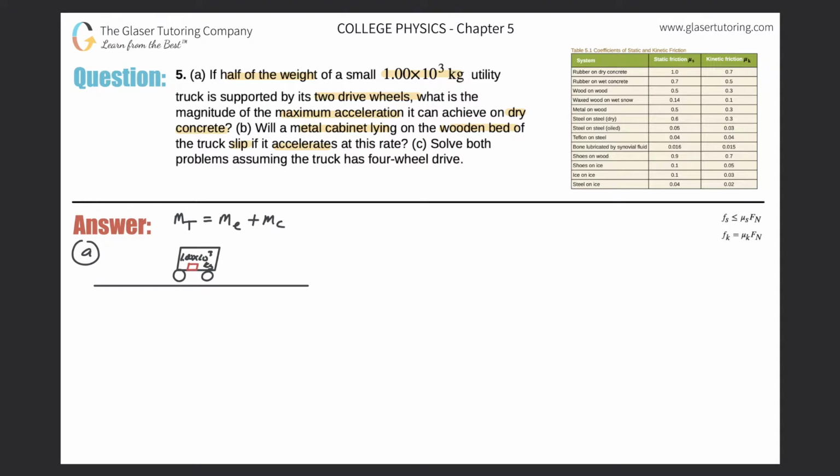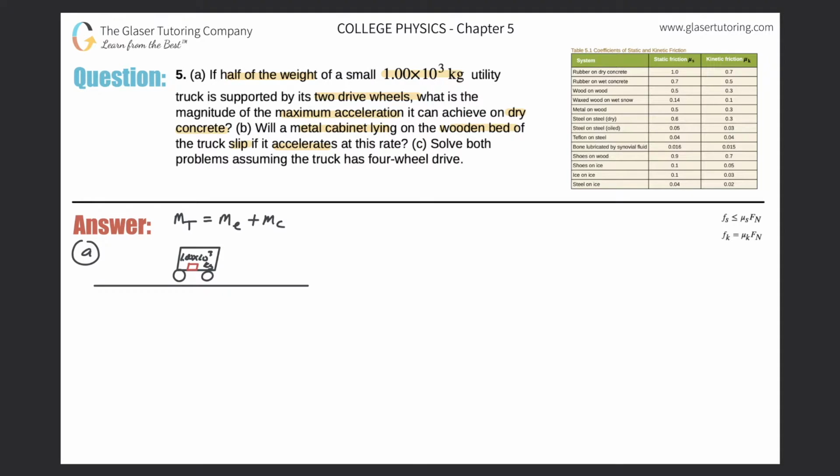All right. So now it says that half of the weight of this vehicle is being supported by the 2 drive wheels. So let's just assume this truck is rear wheel drive, and there are 2 drive wheels back here. One lies exactly behind the other, but I'm terrible at drawing, so I just showed one. Know that there are 2 wheels here.